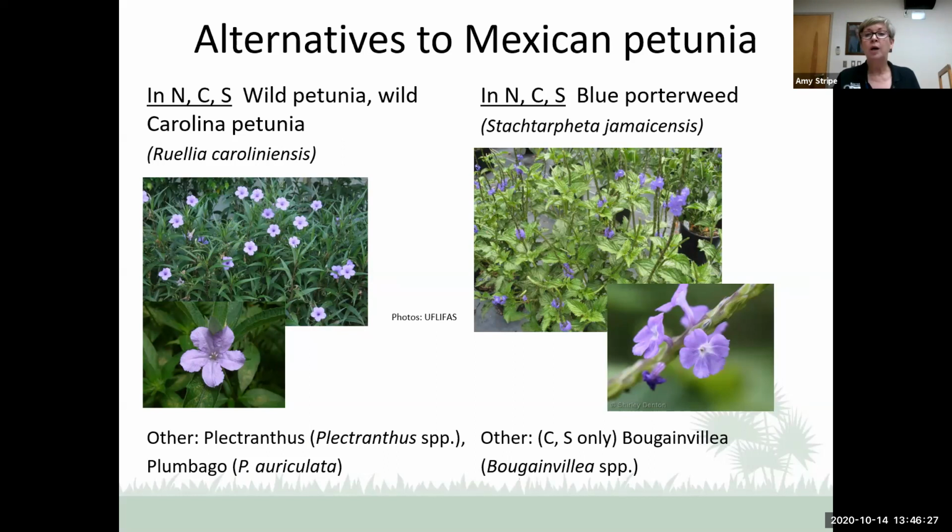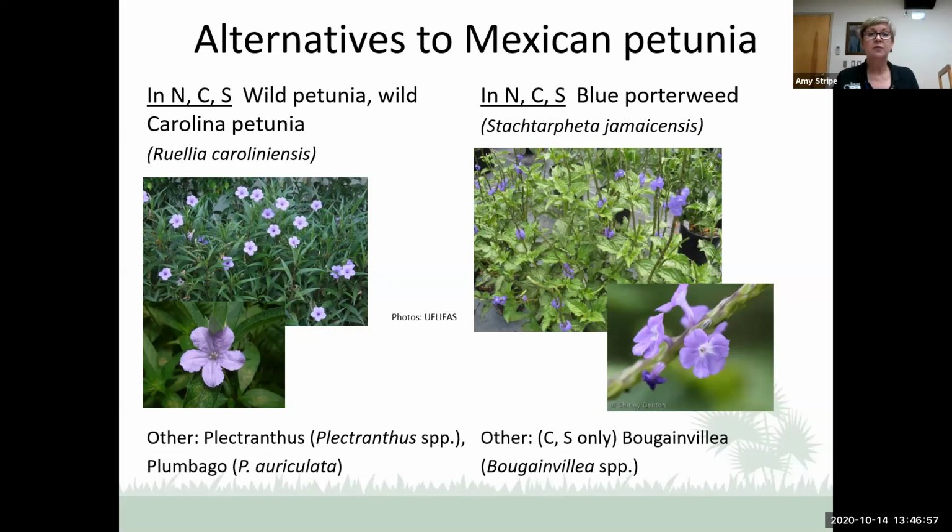Now, there are two other Stachytarpheta species that are not natives, so you have to be quite careful when you're buying anything that's called porterweed. You want to make sure you get the native, which has more of a prostrate habit of growth and a thinner leaf. The other two species I'm talking about, one can get quite tall. They both have wider leaves, and they are not the native. You definitely want to get the native here.